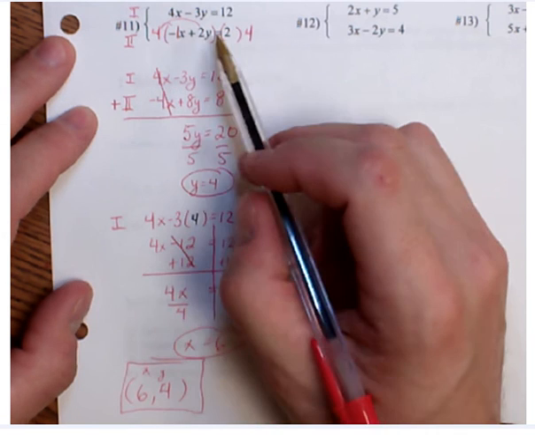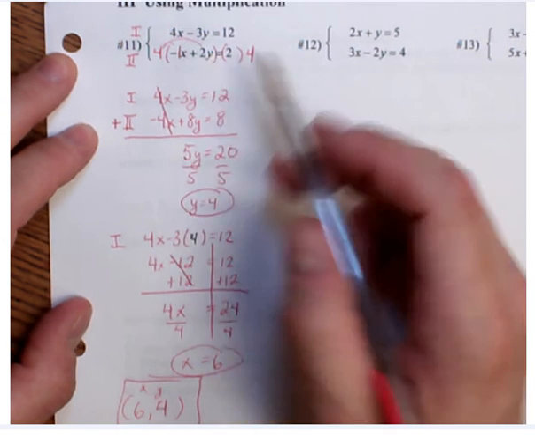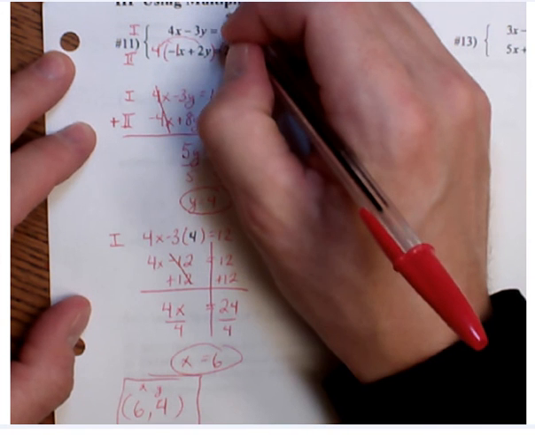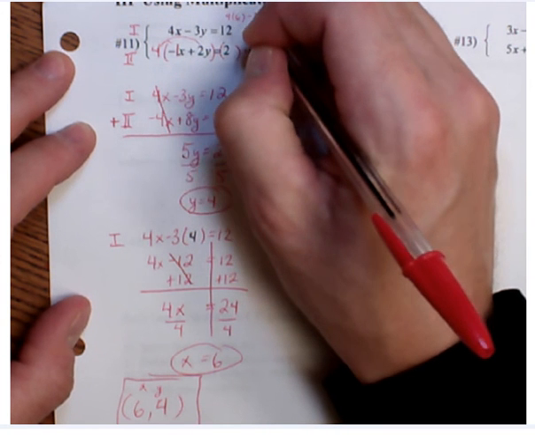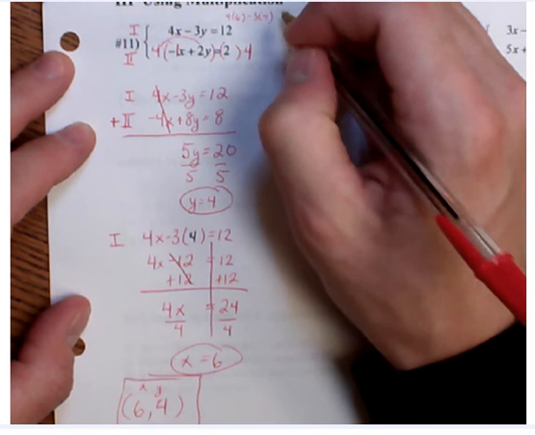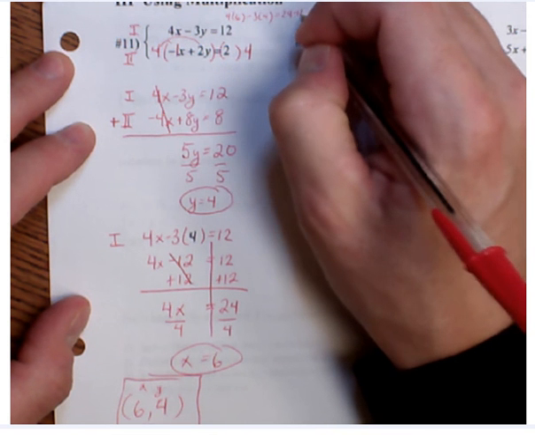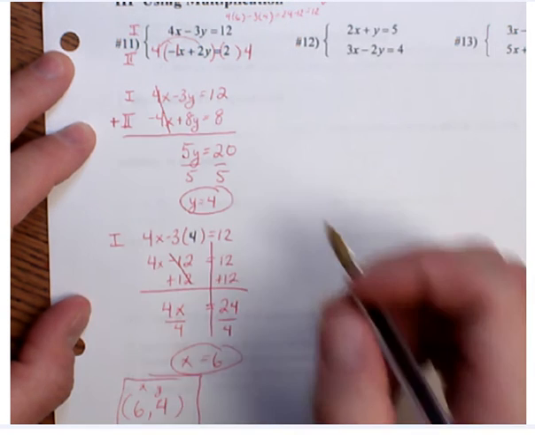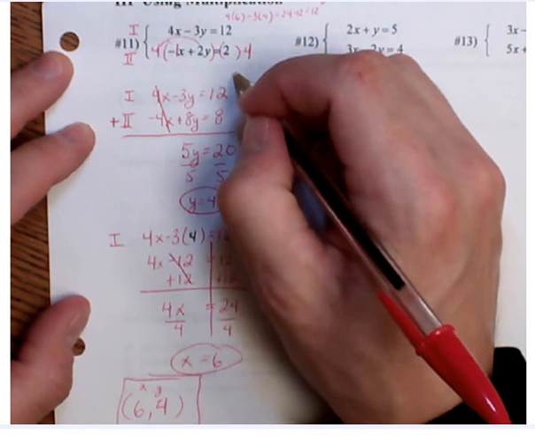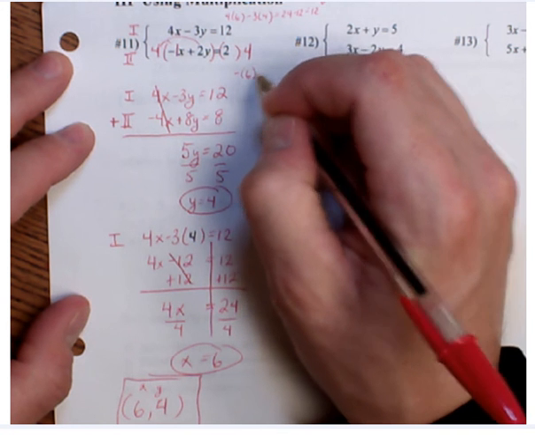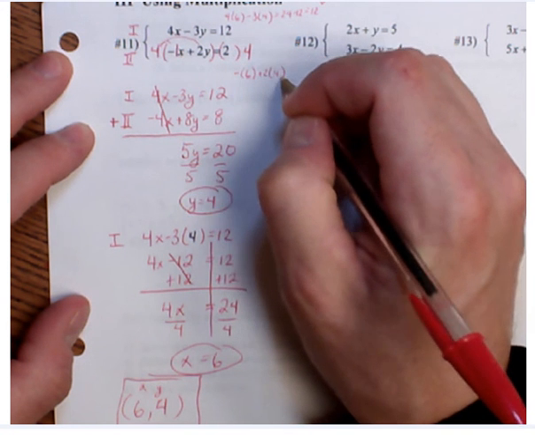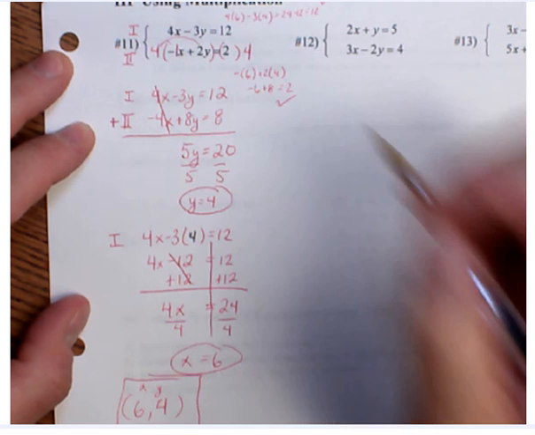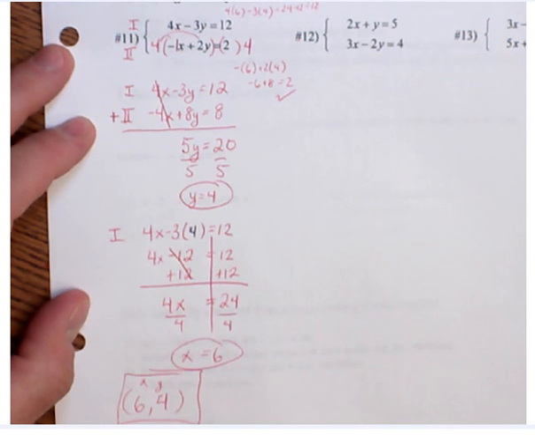Well, you can go back to the top equation here and you can take x was 6, so you could do 4 times 6 minus 3 times y, which was 4. You get 24 minus 12, which is 12. Check. So that's good. Now in the bottom equation, you get negative x, that's negative 6, plus 2 times y, which was 4, negative 6 plus 8, and that equals positive 2. Check. So there's our answer.